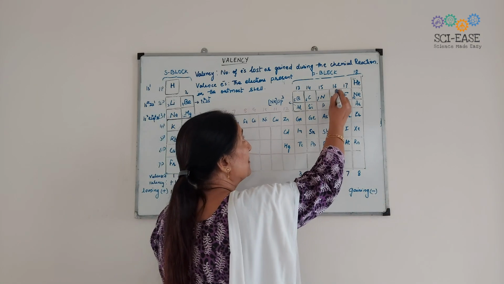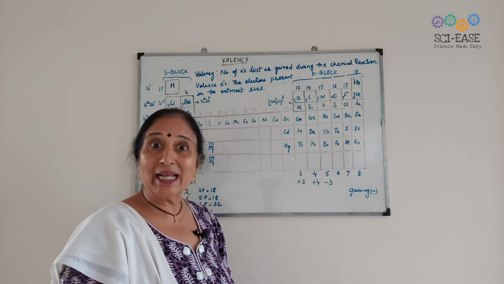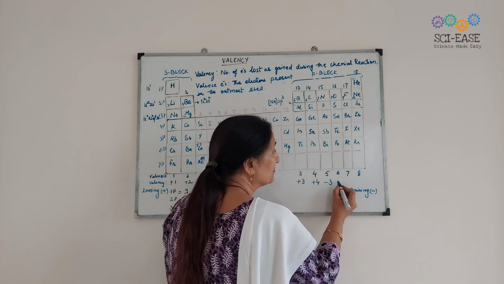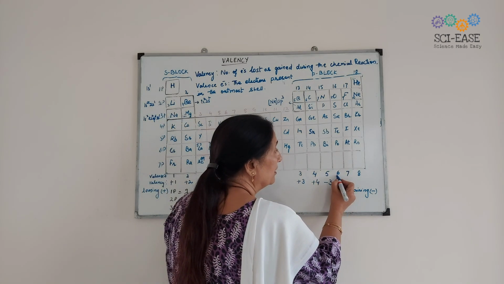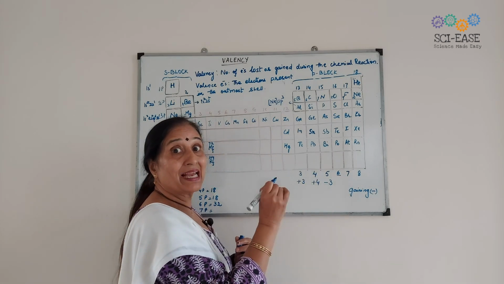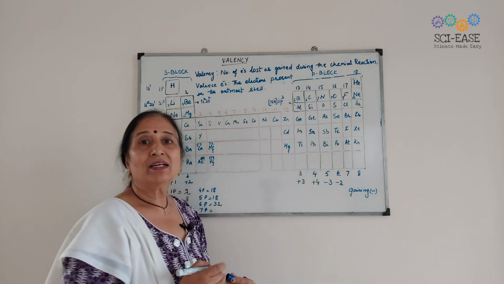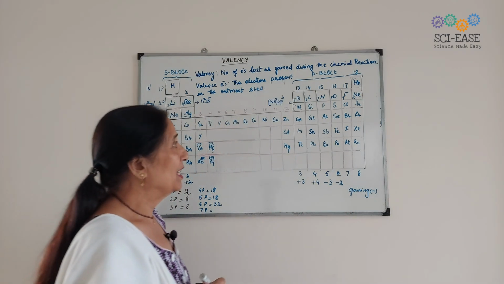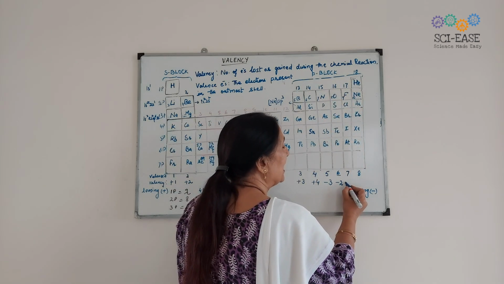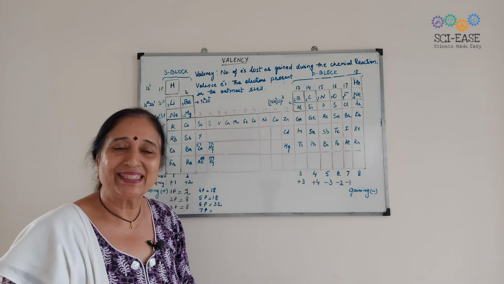In the same way, the group 16th elements, which are known as chalcogens, I have told you that they have 6 electrons. They will not lose these 6 electrons. They will gain 2 electrons. So, they will have the valency of minus 2. In the same way, group 17 elements, they will gain 1 electron and acquire minus 1 valency.